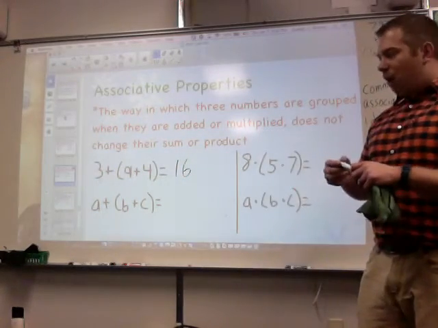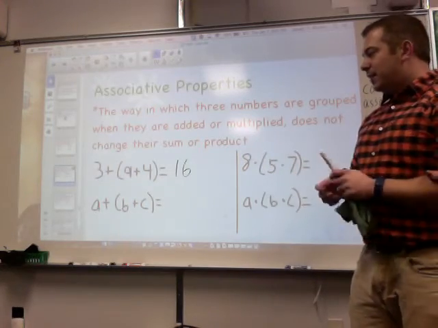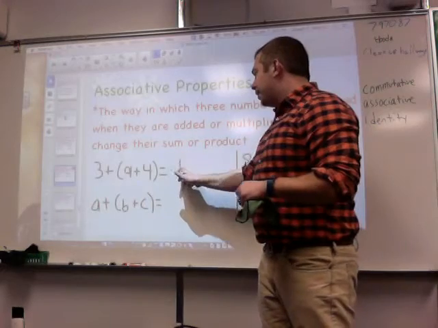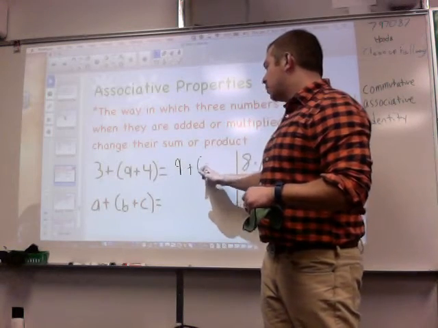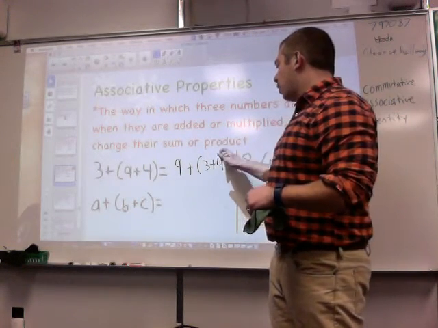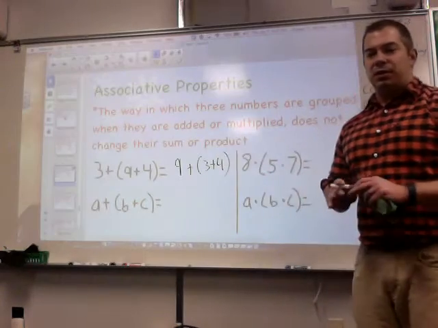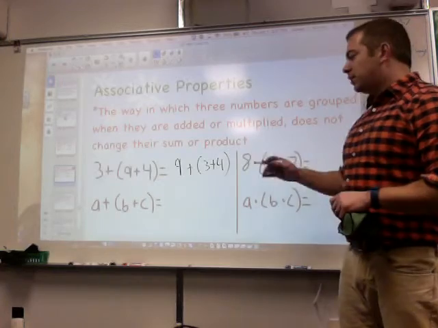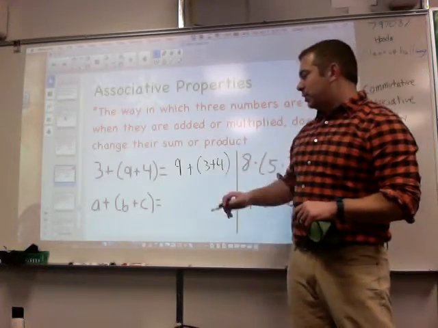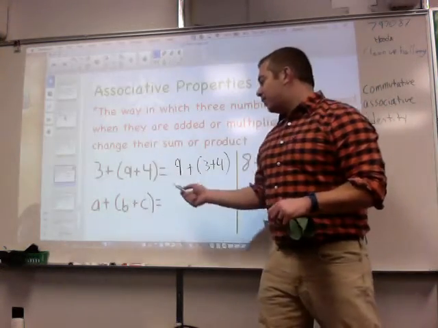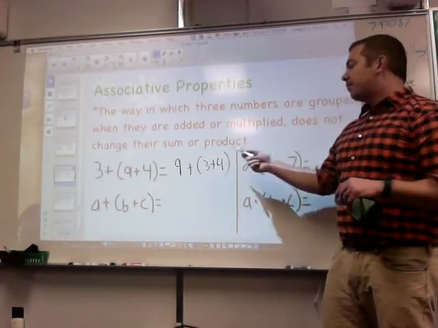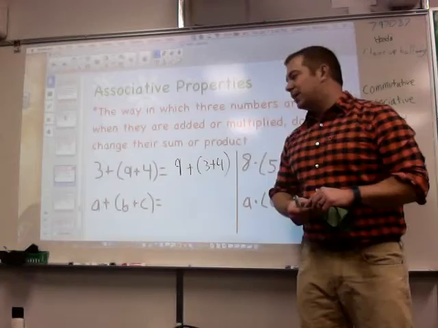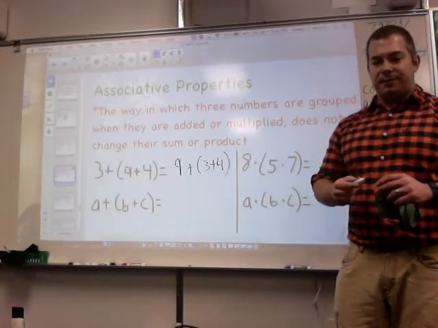All right, but I could also rewrite that in a different way to get 16. I could also say 9 plus 3 plus 4. Because I have all addition. It's just addition. This does not pertain to subtraction. Just addition and multiplication. But because it's just addition here, I could switch my 9 with my 3 and do 9 plus 3 plus 4. 3 plus 4 equals 7. 9 plus 7 equals 16. That was our same answer.